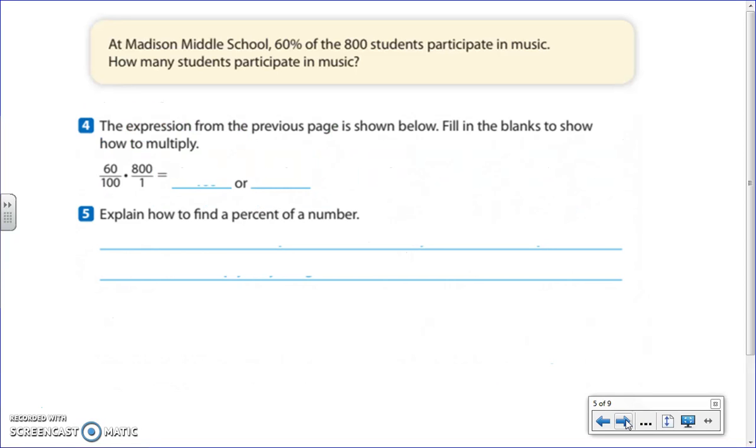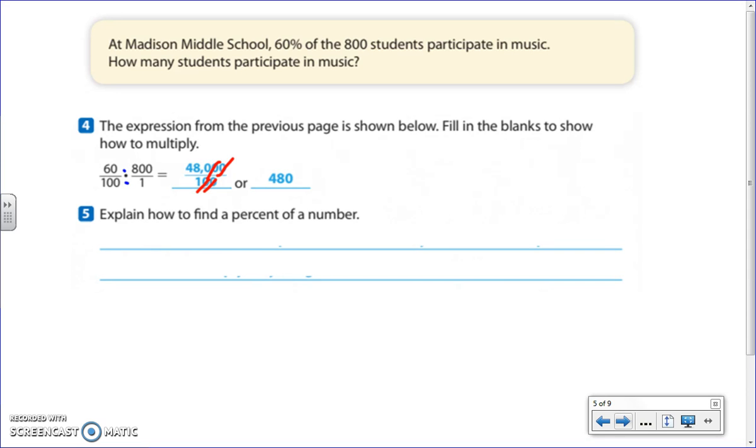The expression from the previous page is shown below. Fill in the blanks to show how to multiply. So we've done this already too, but I'll show you the way the book kind of explains it. Again, they just know multiplication of fractions. You just multiply straight across. So they're going to multiply 60 times 800 and 100 times 1 straight across to get 48,000 over 100, just like we did before. But they also know to reduce the fraction, and they know the little zeros trick just like I do. They probably just said, oh, we just don't need those zeros. It's an equivalent fraction to 480 over 1, so 480.